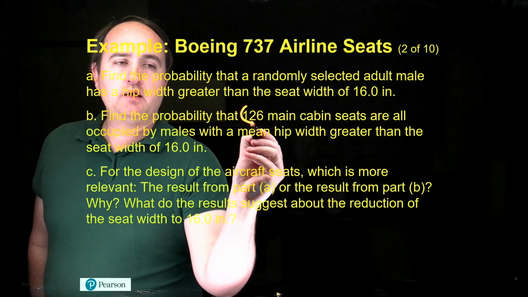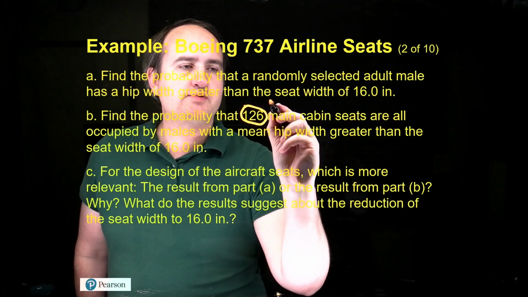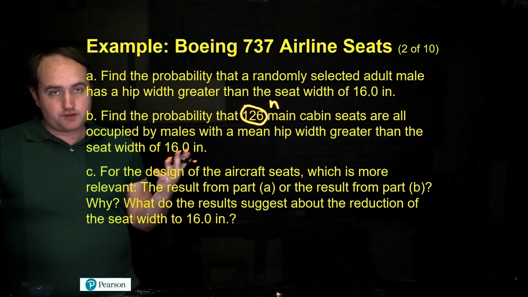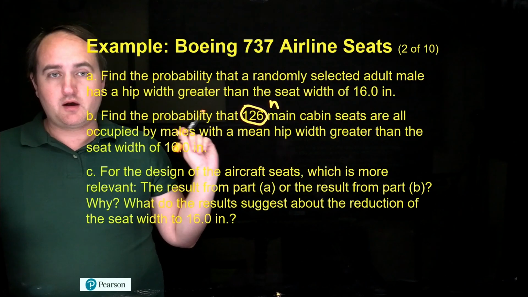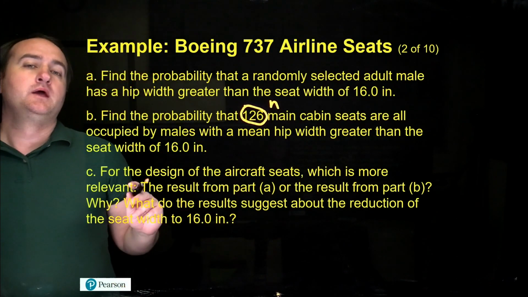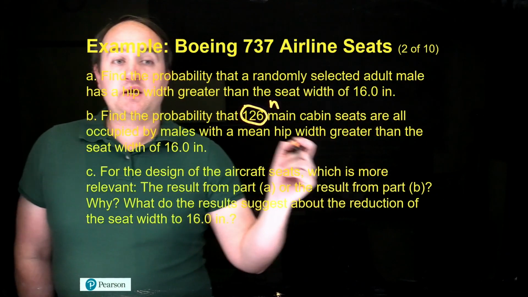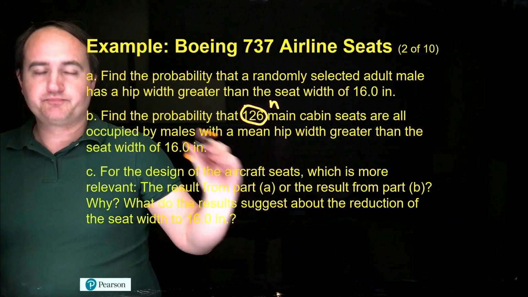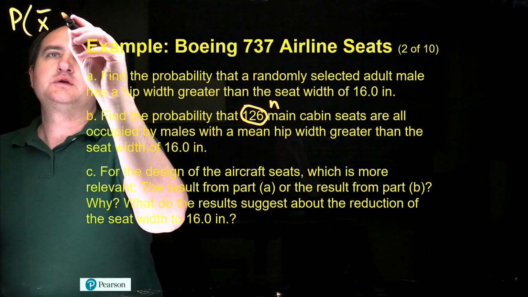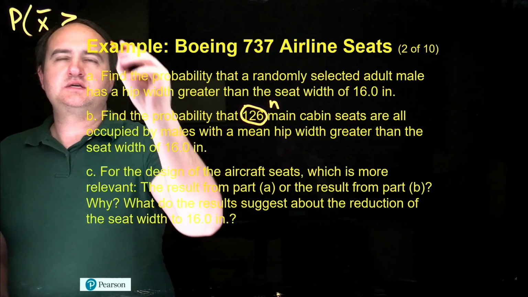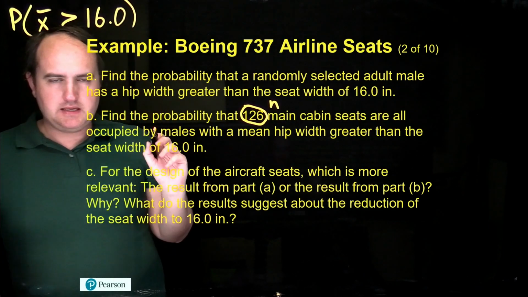We can see here that since there are 126 main cabin seats, that's going to represent n, which is the number of data values, really. And we can clearly see that n is greater than 30, so we are allowed to use the central limit theorem. So the way this looks is, once again, they're using greater than. Because they're saying greater than, but they're talking about the mean, we want to find the probability that x bar is greater than 16.0.